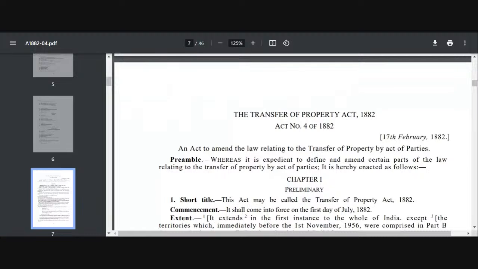By act of parties. So, transfer by act of parties, if you see, is a transfer which is taking place between two living persons. See, I'm writing it here. Inter vivos, right? Inter vivos. What do you mean by the term transfer inter vivos? Transfer inter vivos means transfer between living persons.